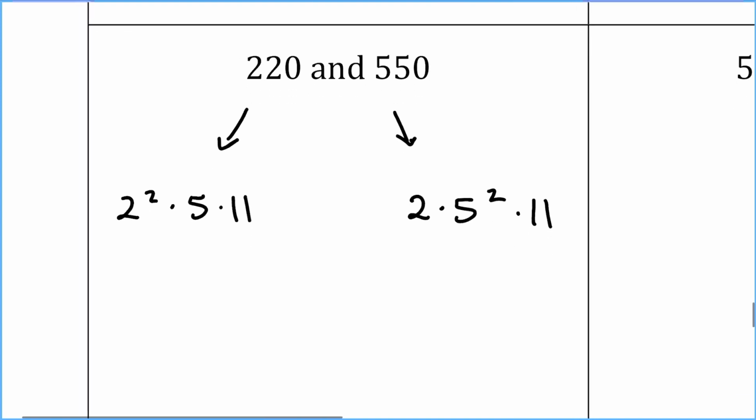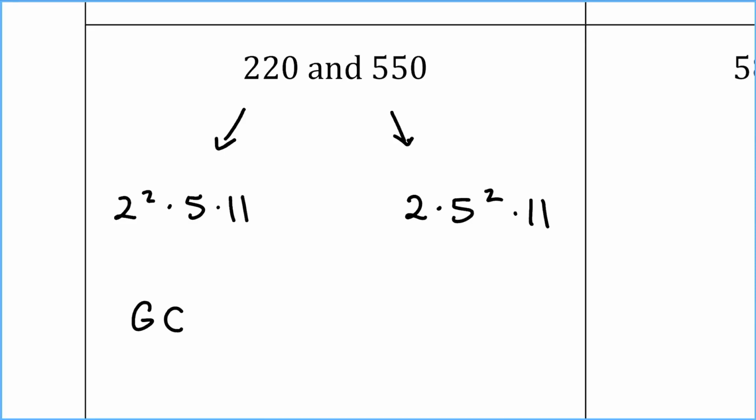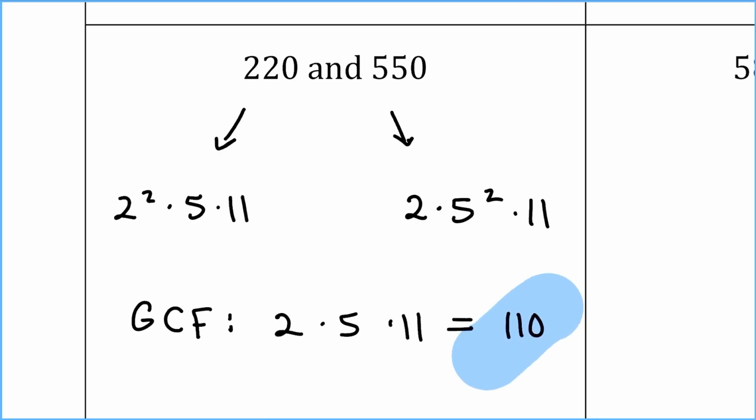220 breaks down into 2 squared times 5 times 11, and 550 breaks down into 2 times 5 squared times 11. So there's some symmetry here in the way I designed this problem. They both have a 2, they both have a 5, and they both have an 11. And that's it. We can't use any higher powers because the smallest power on any of these factors is just 1. 2 times 5 is 10, times 11 is 110. The GCF is 110.